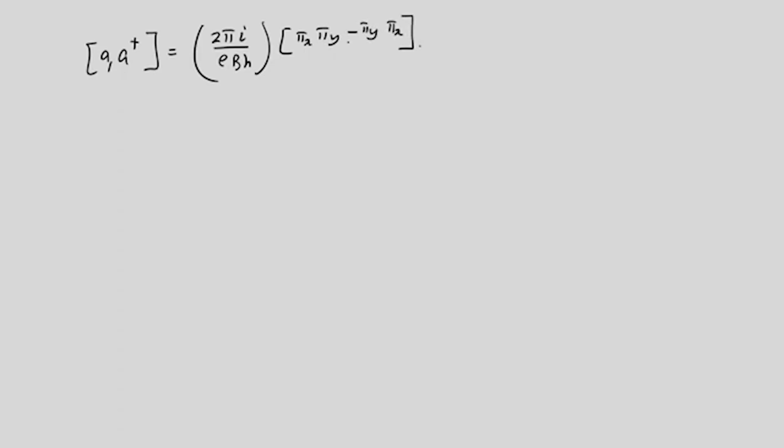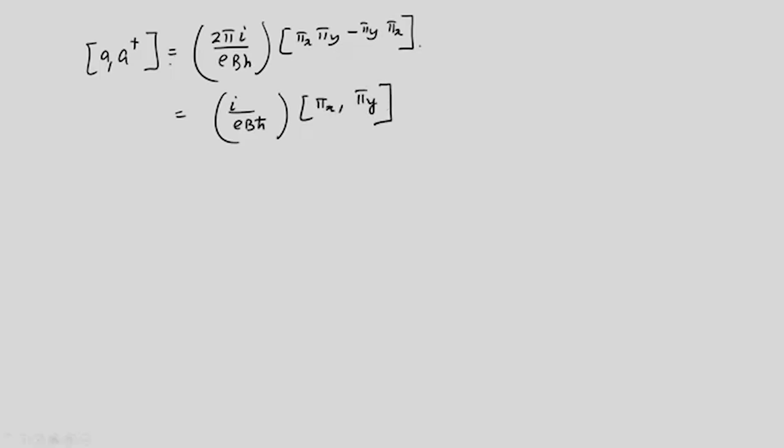So if you simplify that a little, you get this commutator of a and a dagger as 2i over eBħ times pi x pi y minus pi y pi x. Now these are simple things you should be able to do, and this is nothing but i over eBħ times the commutator of pi x and pi y.